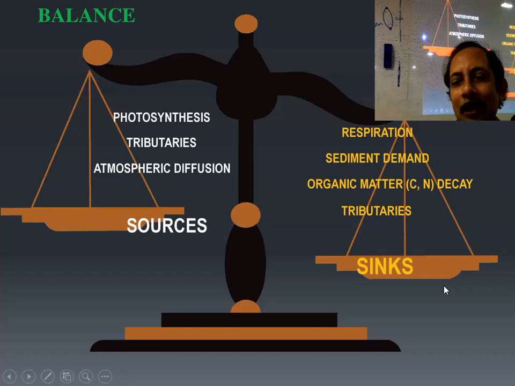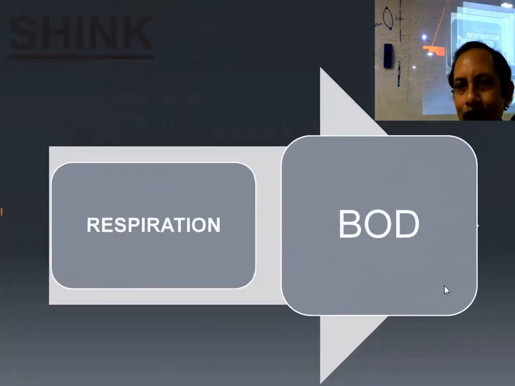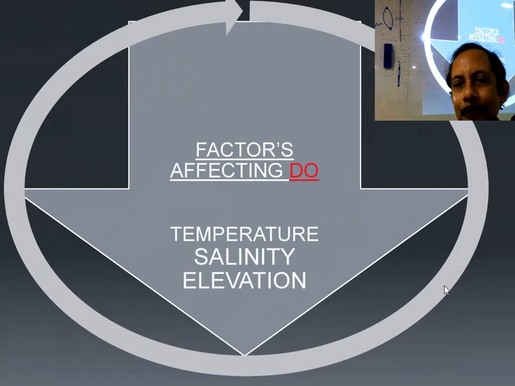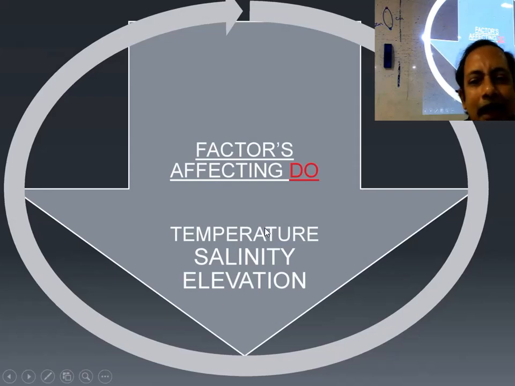So these are the sources and these are the sinks. Respiration, DOD. Factors affecting DO: temperature, salinity, elevation. Elevation means depth. Temperature, what the temperature is kept at, and the salinity level.